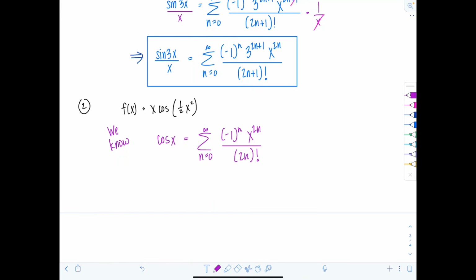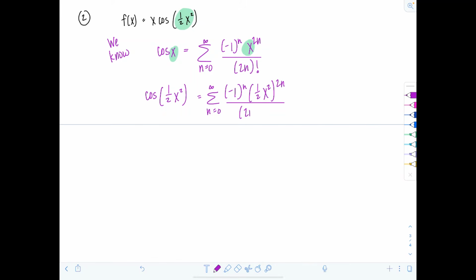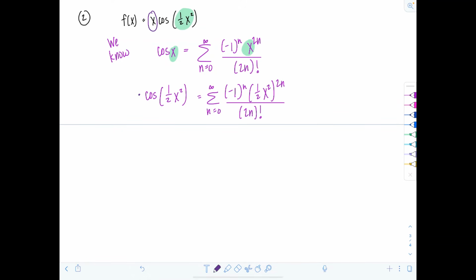Okay, so start bit by bit. We need to manipulate this so it matches f of x. So I'm going to replace x with 1/2 x squared. Okay. So cosine of 1/2 x squared is going to be the sum, n equals 0 to infinity, negative 1 to the n. I'm going to have 1/2 x squared to the 2n over 2n factorial. And then the only thing I'm missing, let's just get this show on the road, is this x here. So let's multiply by it. Bam, add it in.